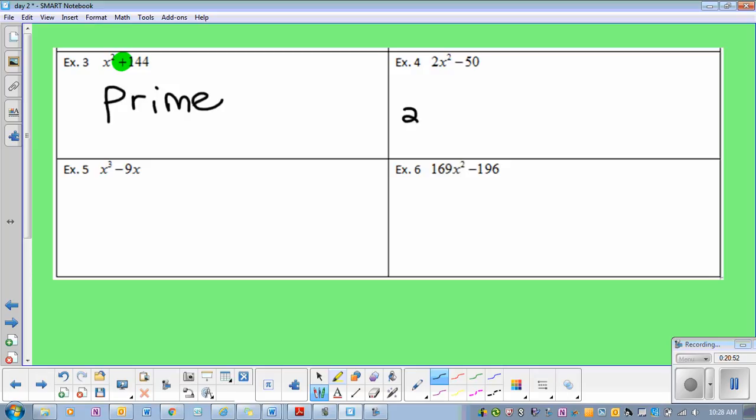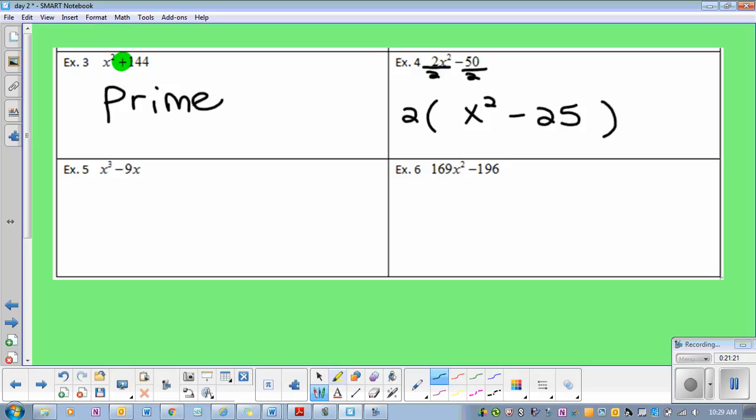So that means we've got to take the 2 out. I can't take out an x, right? Because that minus 50 doesn't have an x. Divide them both by 2. What is 2x squared divided by 2? X squared, I think. What is negative 50 divided by 2? 25.